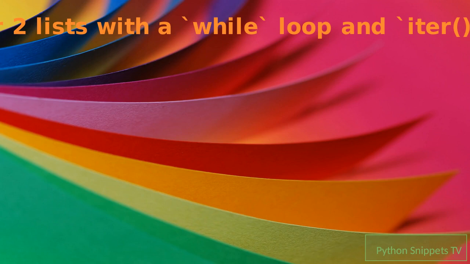Solution 7. Loop over two lists with a while loop and iter and next methods.